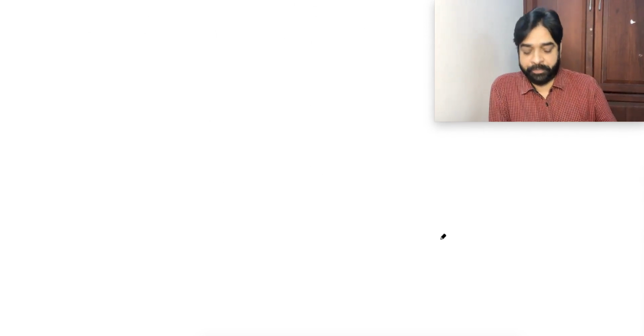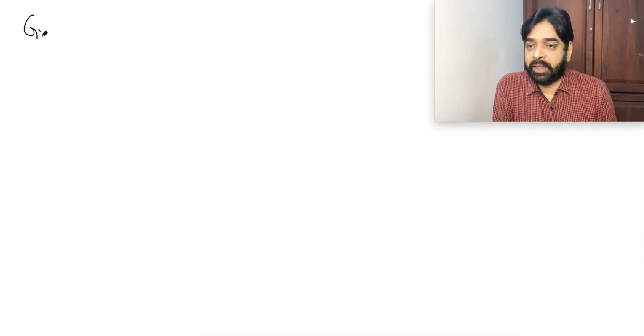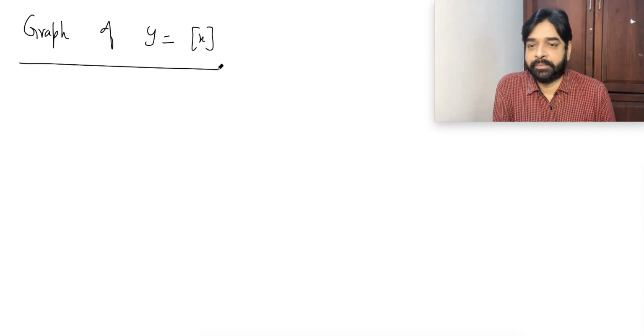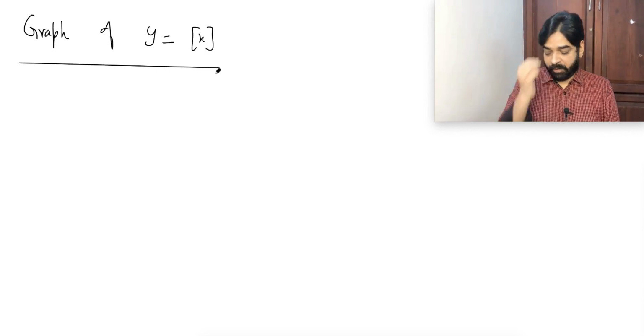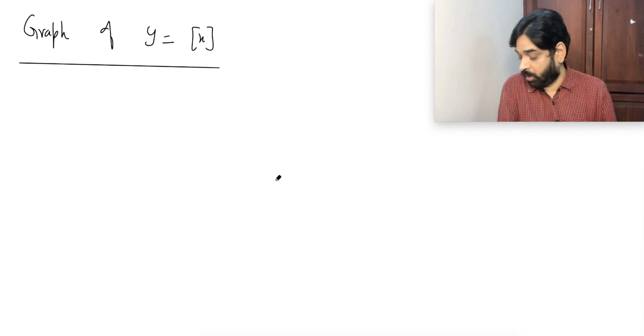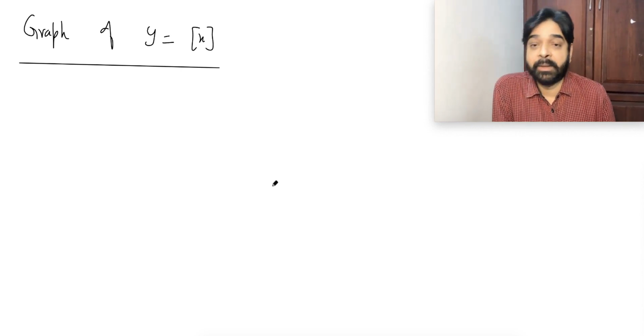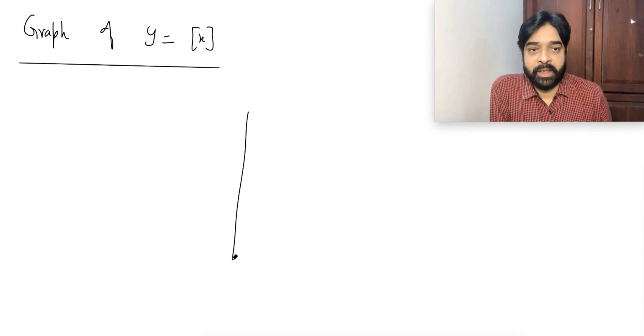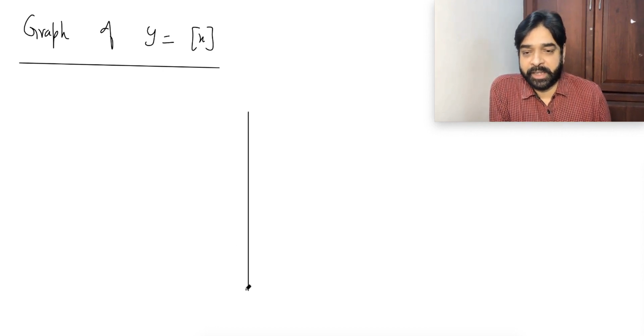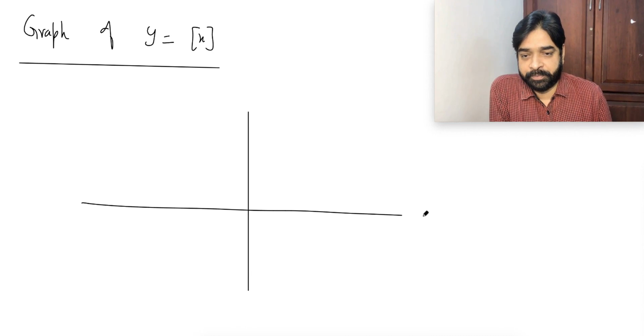Now give the heading: graph of y equal to greatest integer x. Graph of y equal to greatest integer x. How will we draw the graph of y equal to greatest integer x? Making cases, because we can easily make the cases and do.